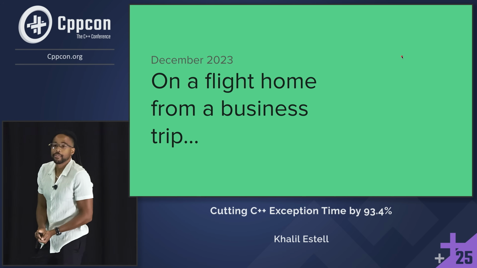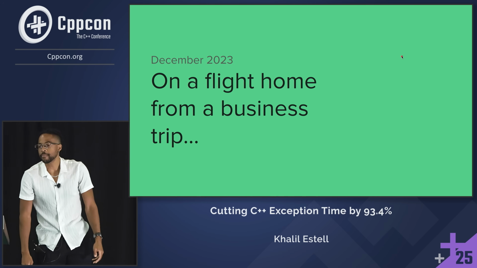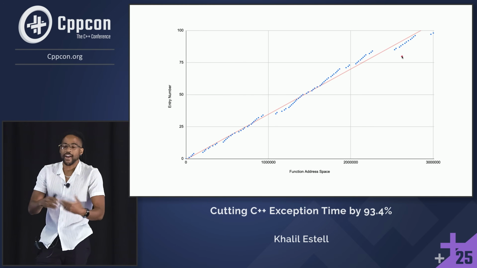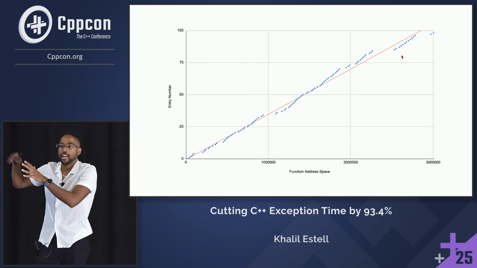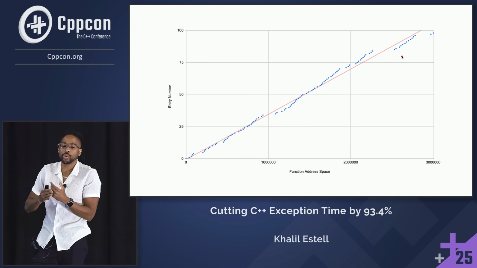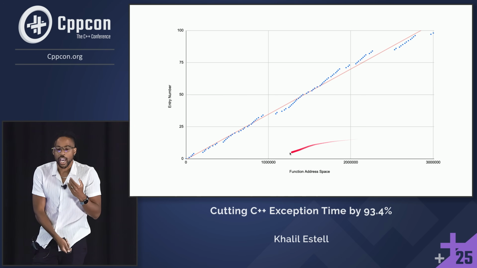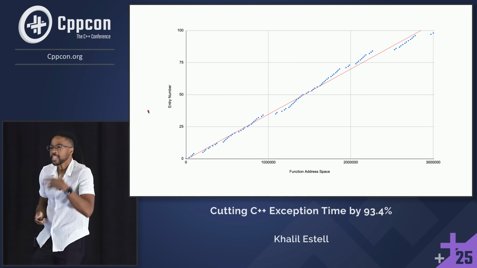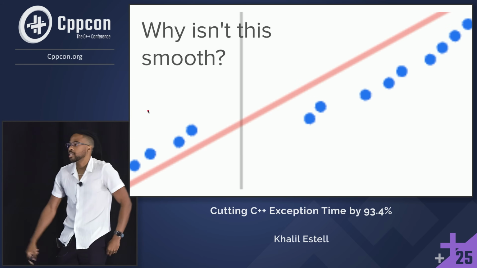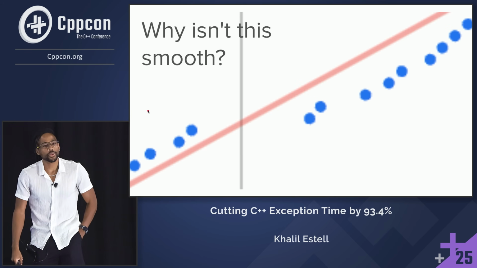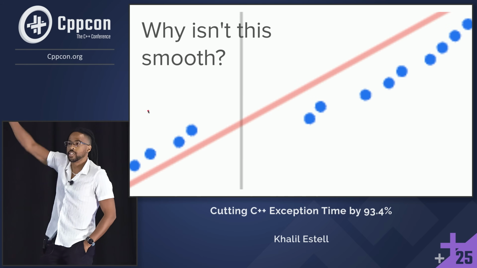So on a flight back from a business trip from Missouri, I decided to kind of graph out, using pseudo data, just some randomly generated data, what it would look like if you had the function address space on your x-axis and your entry number on the y-axis. I zoomed in. I took a look and said, why isn't this smooth? Why can't I just put a line through this and get my answer?